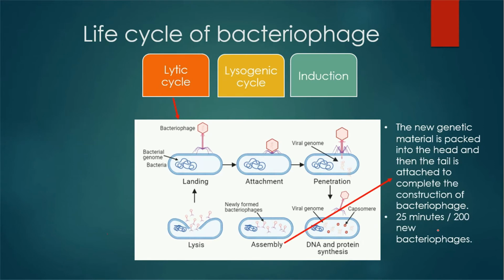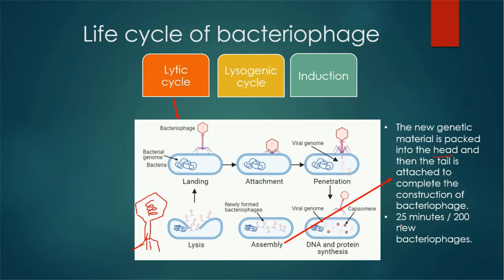The next step is the assembly of phage. The new genetic material which is formed is packed into the head, which is the capsid here. First of all, the DNA material is packed into this capsid, and after that the tail fibers are attached like this. And in this way, the whole bacteriophage is constructed inside the bacterial cell.